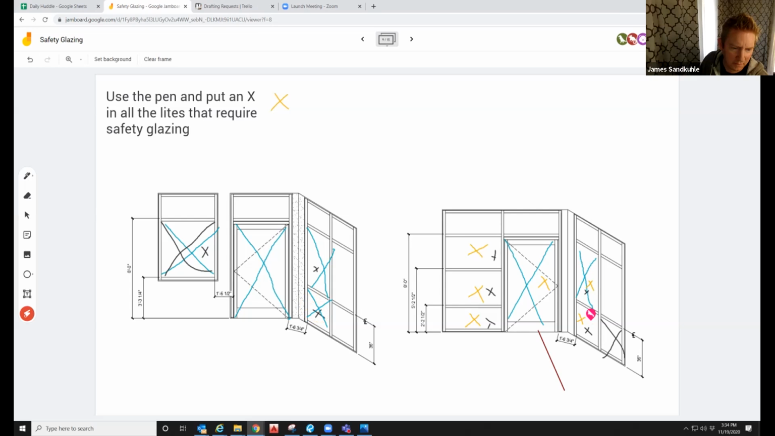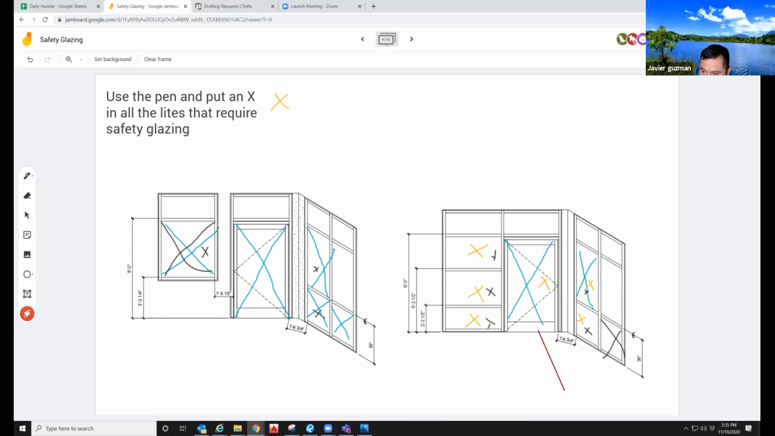Or I don't know. Maybe I didn't. I'd have to check. Because I think the top exposed edge has to be 36 inches, right? So maybe that doesn't need to be. Tricky. All right, what about this light over here? Why did we mark that one? Yeah, I don't think that one needs to be safety glazed.